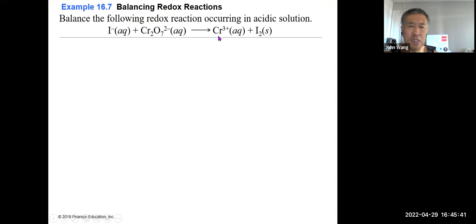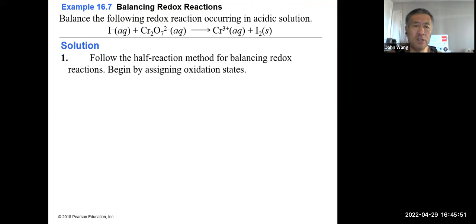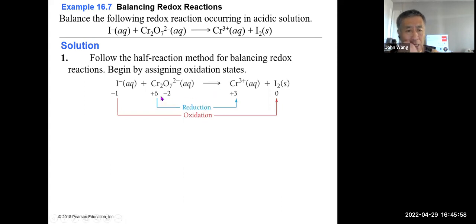So I have this equation, and I want to balance it. You can try by trial and so on, but it is not easy. So therefore, we are using this method in this chapter. We first will separate this equation into two equations. One will be the reduction, one the oxidation. You can do that very quickly by using the oxidation numbers. So this I negative is just -1 because it's a monatomic ion. For this one, you have to use what we talked about using the equations. So we get +6 for Cr, -2 for O. And here it becomes like a monatomic ion, 3 plus. And the I2 is the free element, so 0.